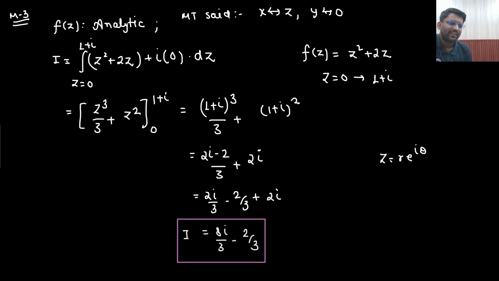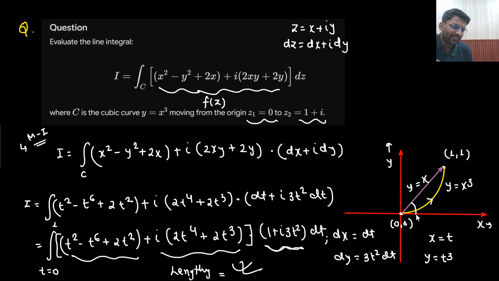So here what will happen? This time your theta value is fixed, no? Theta value is 45. If you are moving along this path, theta value is fixed. That is 45 degree, right? Because this length will be 1, this length is 1. So theta value is fixed, but the value of r is changing.